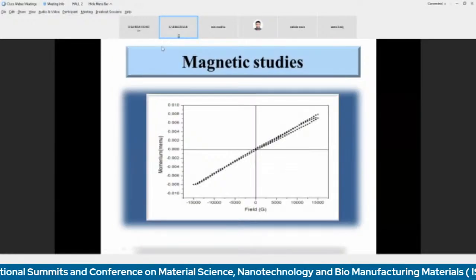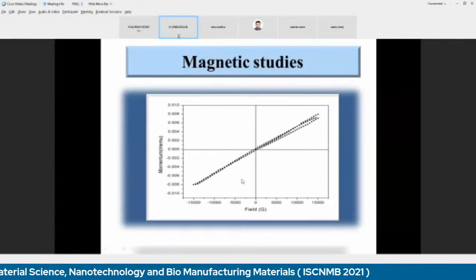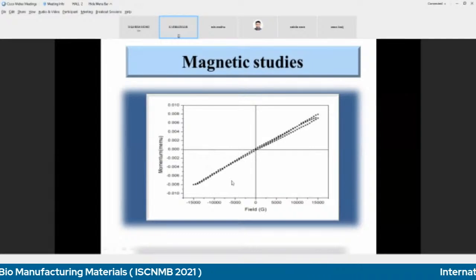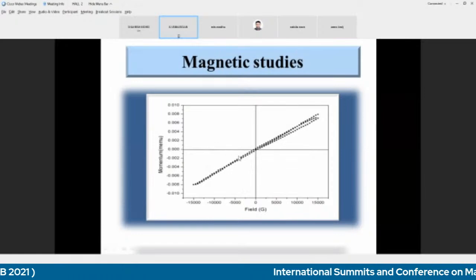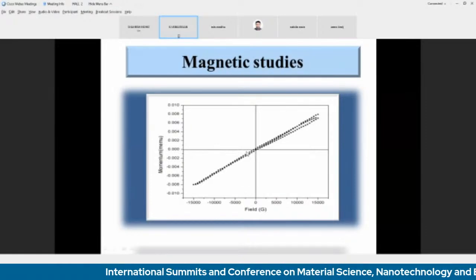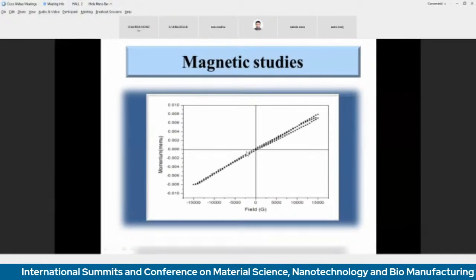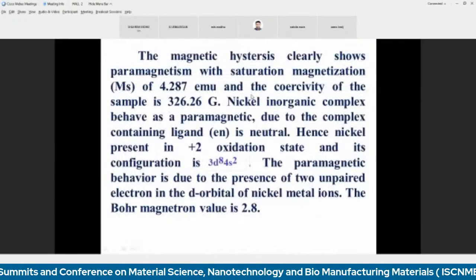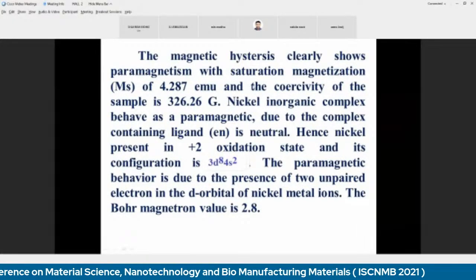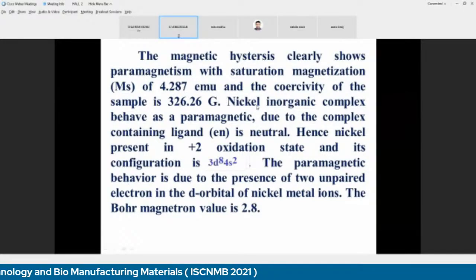Next, I'm going to talk about the magnetic studies. This is the magnetic spectra of my sample. The magnetic property of the crystal was studied using a vibrating sample magnetometer. This magnetic study is carried out by a Lakeshore VSM 7410 instrument. The magnetic hysteresis clearly shows paramagnetism with a saturation magnetization of 4.287 emu, and the coercivity of the sample is 326.26 G.